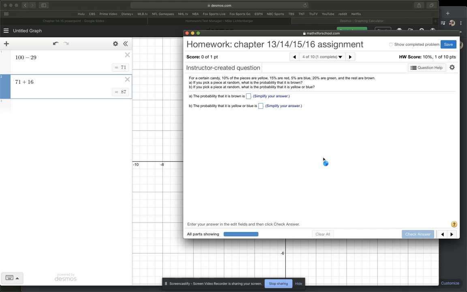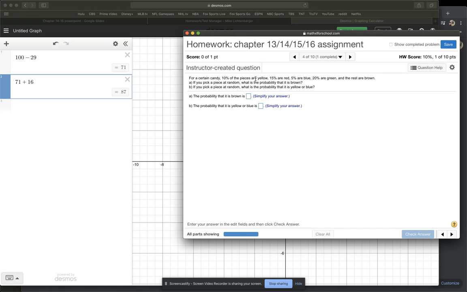Let's see. For a certain candy, 10% of the pieces are yellow, 15% are red, 5% are blue, 20% are green, and the rest are brown. If you pick a piece at random, what is the probability that it is brown?